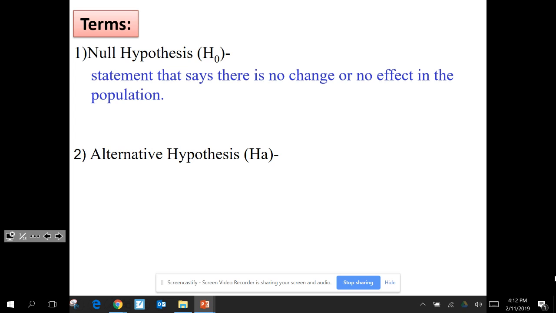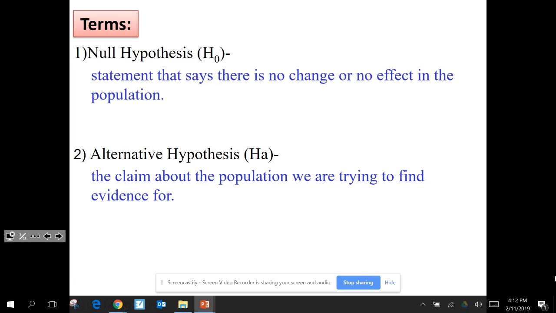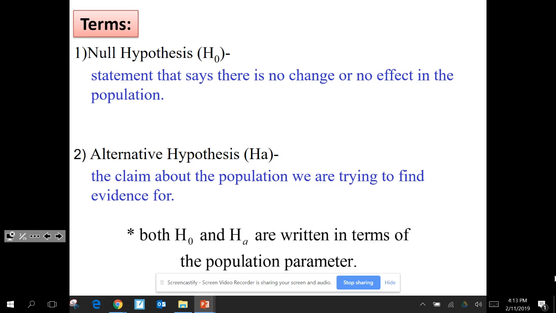There's nothing to measure. Now, the alternative hypothesis is a claim about the population we're actually trying to find evidence for. We can't prove the null hypothesis, but assuming it's true, we can look at how likely our experiment was to have happened. Both of these are written in terms of the population, not in terms of our sample. Our sample is what our sample is. However, we will have written these before we've gotten our sample, or we're supposed to.